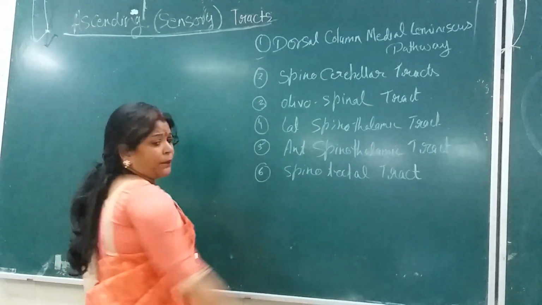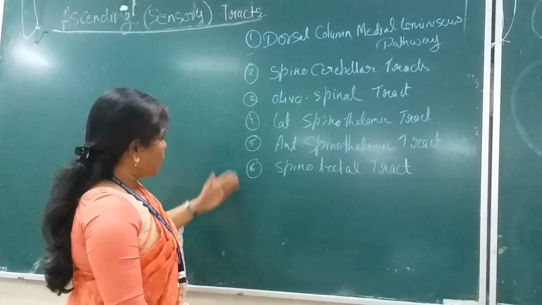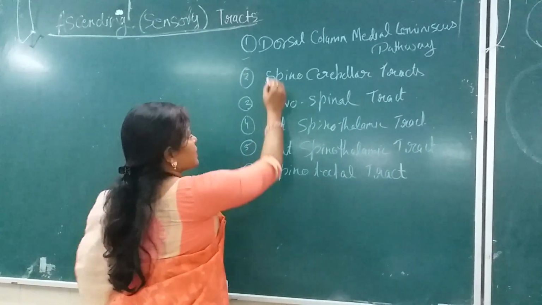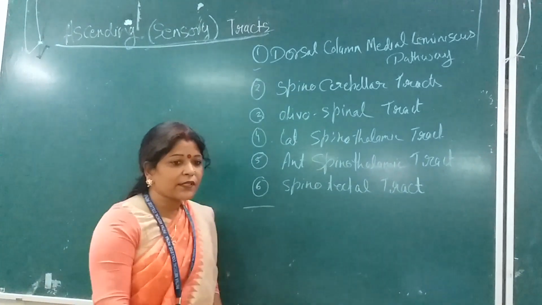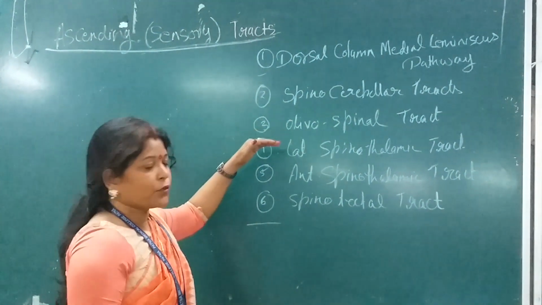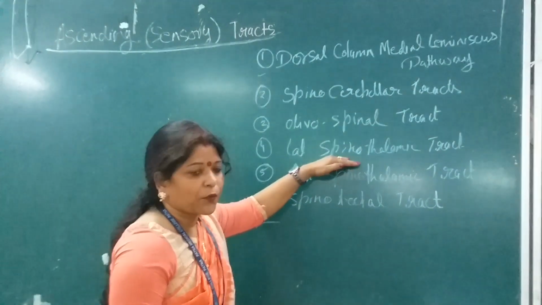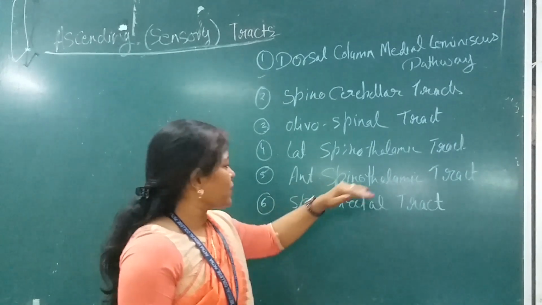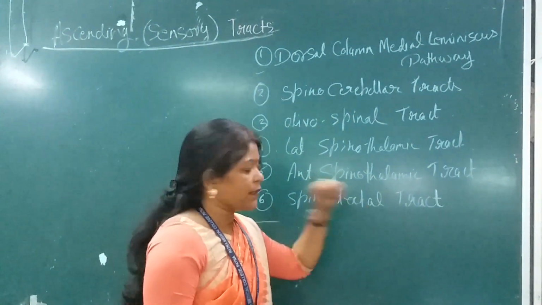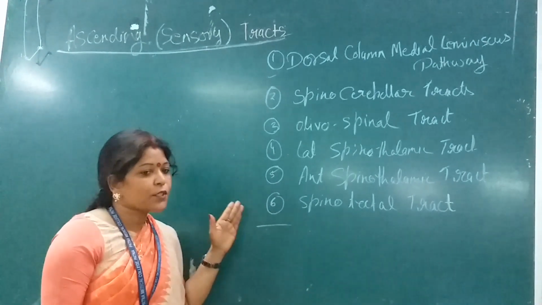We have seen in the previous class that the white column contains numerous ascending tracts. These are the dorsal column medial lemniscus pathway, the spinocerebellar tract, which is again divided, then comes the spino-olivary tract, the lateral spinothalamic tract, the anterior spinothalamic tract, and the spinotectal tract. Okay, so these are the ascending tracts of the spinal cord.